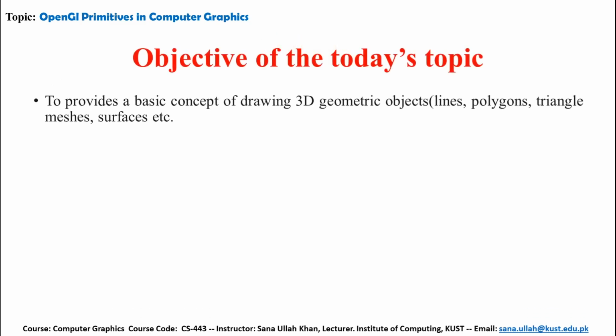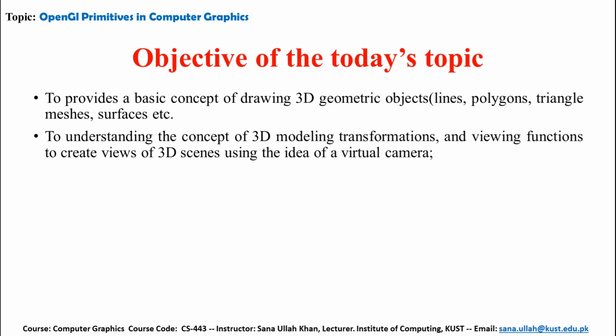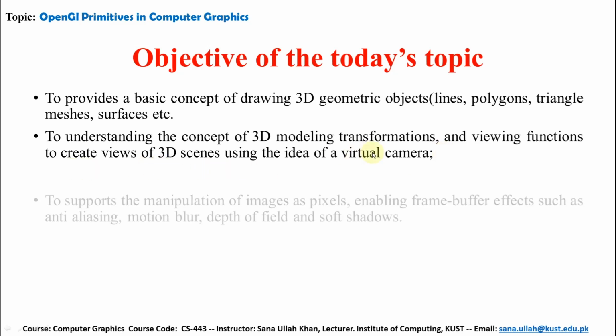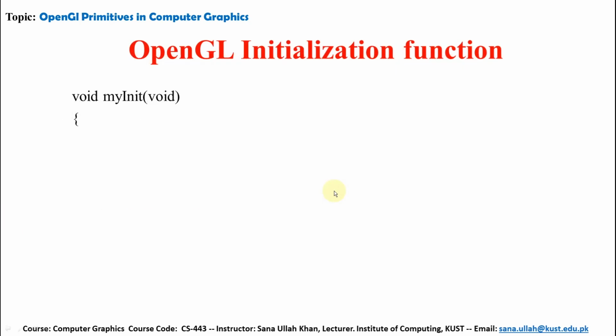So the objective of today's topic is to provide the basic concept of 3D geometric objects like lines, polygons, triangles, meshes and so on. To understand the concept of 3D modeling, transformation and viewing functions to create a view of a 3D scene using the idea of a virtual camera. To support the manipulation of images in the form of pixels, enabling frame buffer effects such as anti-aliasing, motion blur, depth of field and soft shadows.